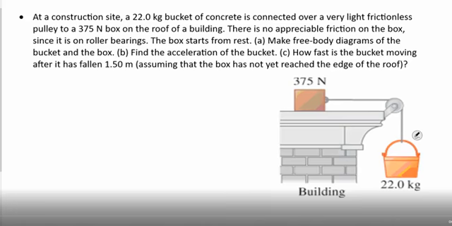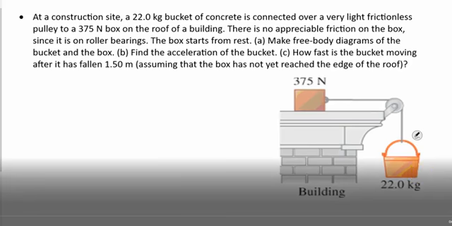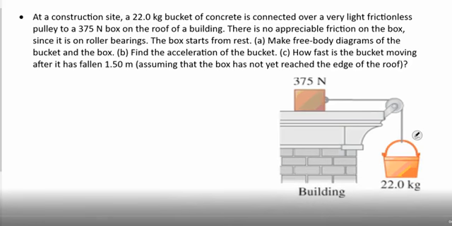Alright everyone, so here we have at a construction site a 22 kilogram bucket of concrete connected over a frictionless pulley to a 375 Newton box on the roof of a building. There's no friction on the box since it's on wheels, essentially. If it starts from rest, we want to draw free body diagrams of the bucket and the box. We want to find the acceleration and how fast it's moving after the bucket has fallen 1.5 meters.